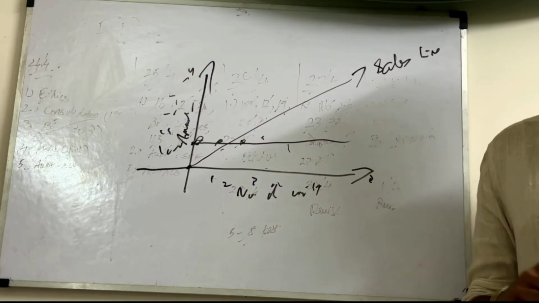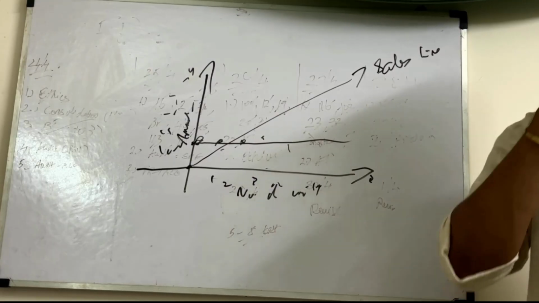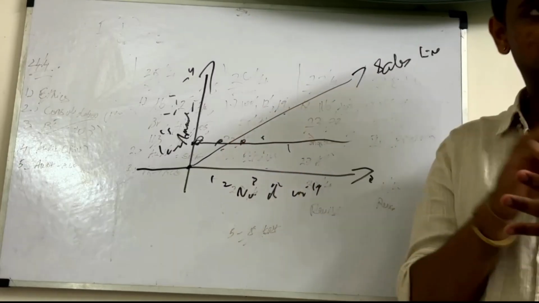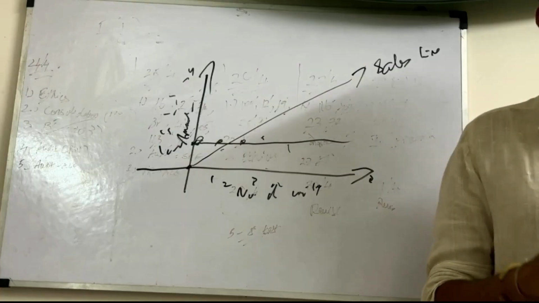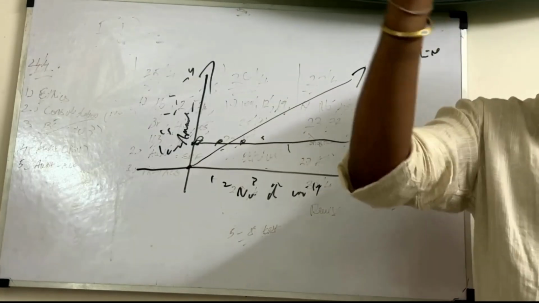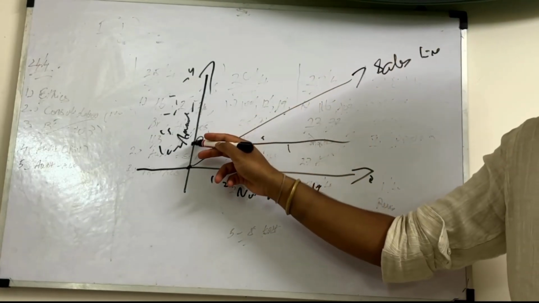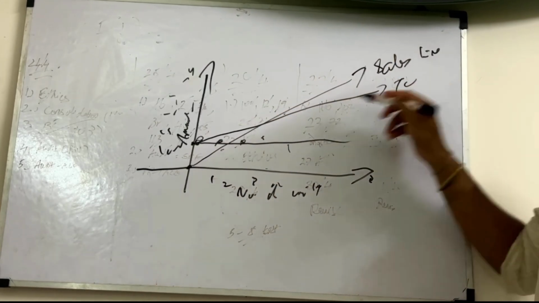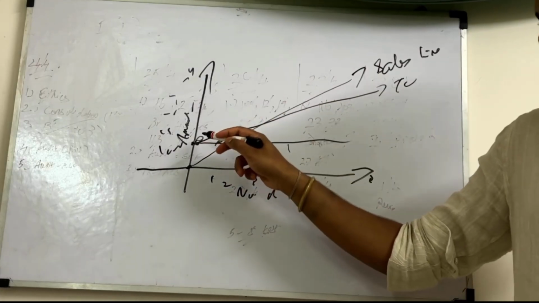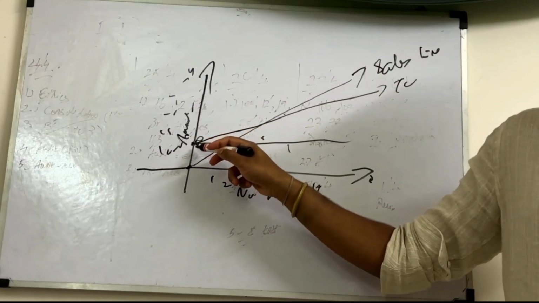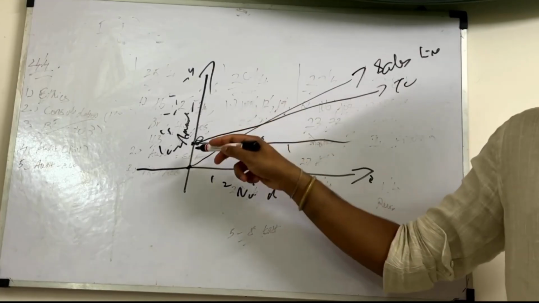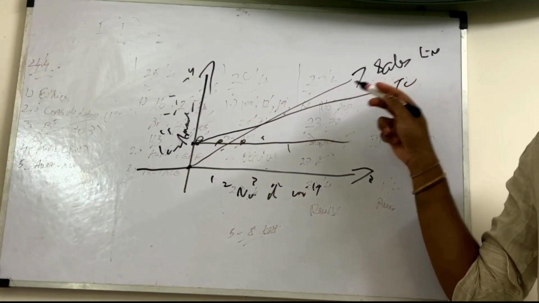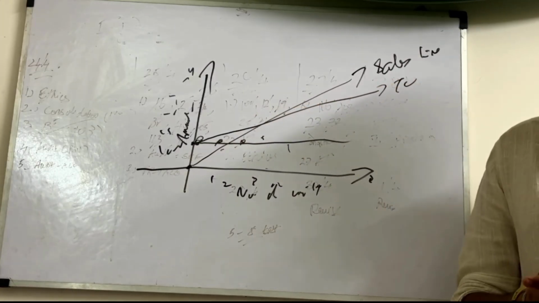At 1 unit, what will be my total cost? My fixed cost plus my variable cost for that unit. 2 units, fixed cost plus variable cost. So this line goes like this. My total cost line starts from my fixed cost. Very important, it starts from my fixed cost. And it goes on like this.